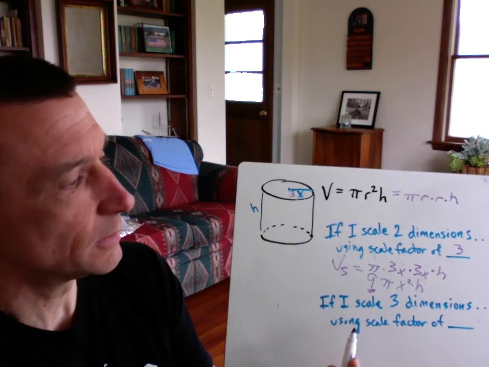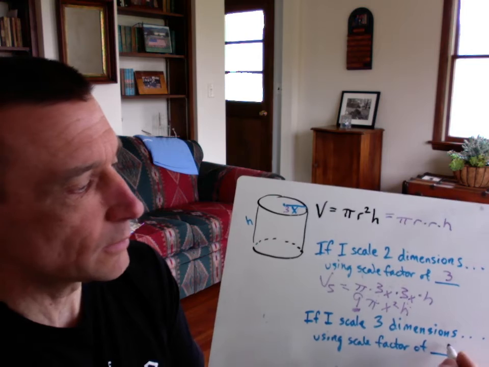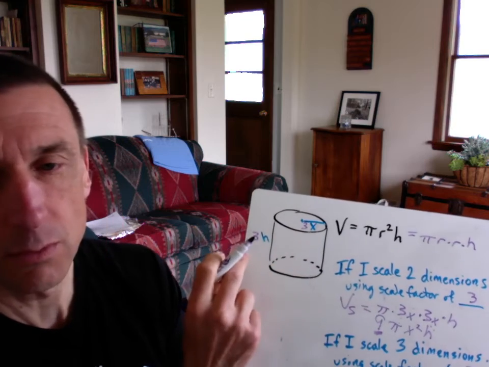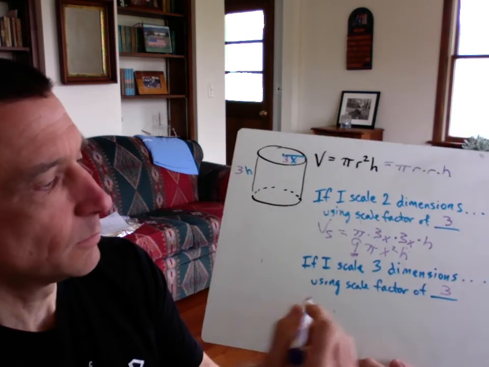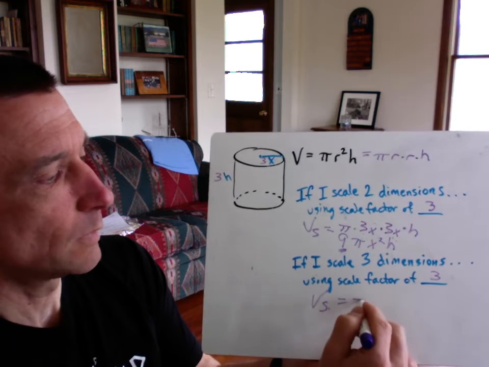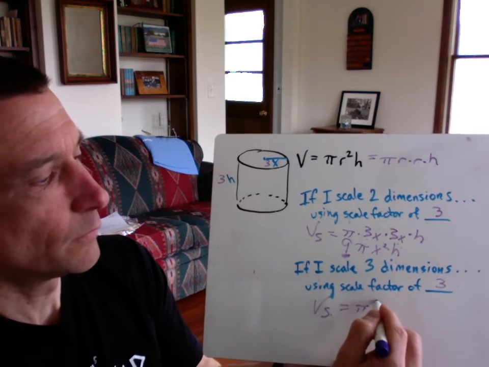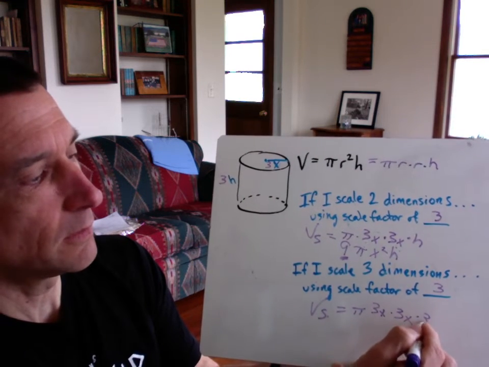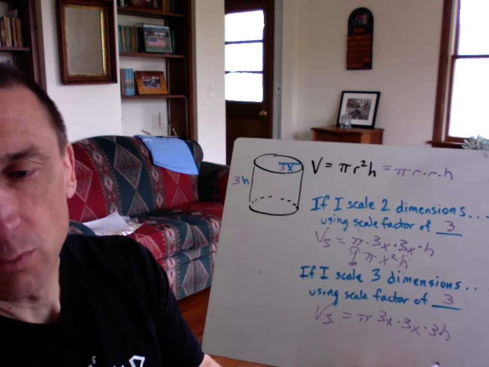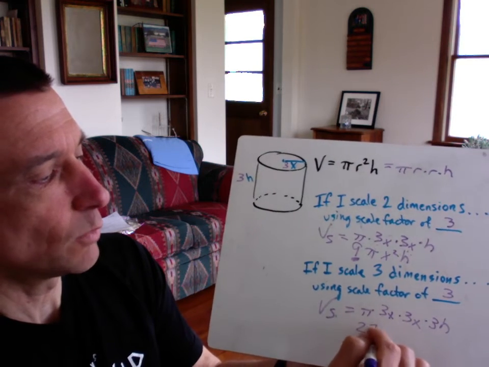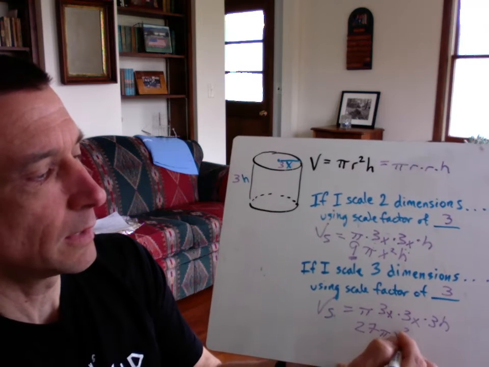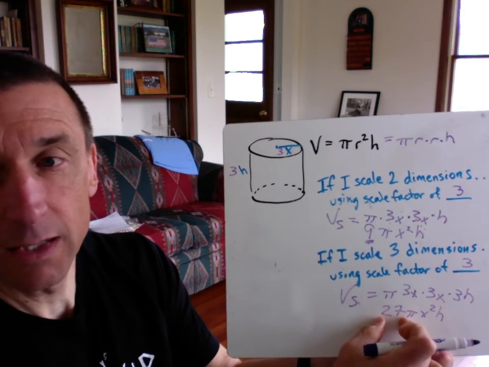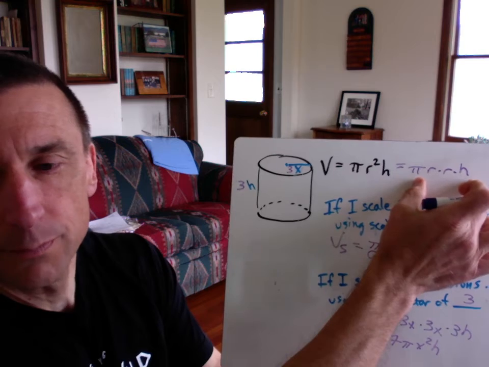If I were scaling 3 dimensions, maybe I'm going to continue to use a scale factor of 3, but not only will I make the radius 3 times larger, I might make the height 3 times larger. What that's going to mean is my new scaled volume, I still have pi at the beginning. The first radius is 3x, the second radius is 3x, and the height is now 3h. If I rearrange this, you can see that I'm going to have 27 pi x squared h. My new volume is 27 times the size of the original.